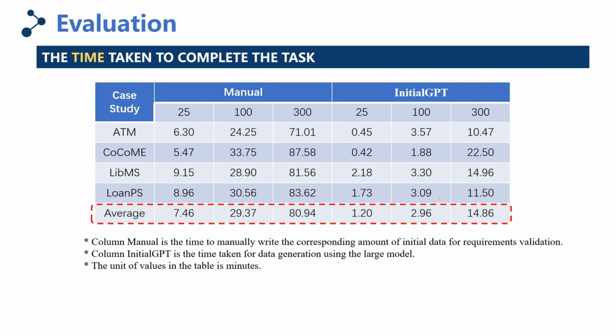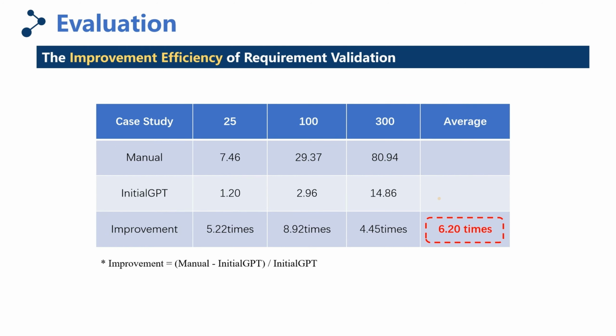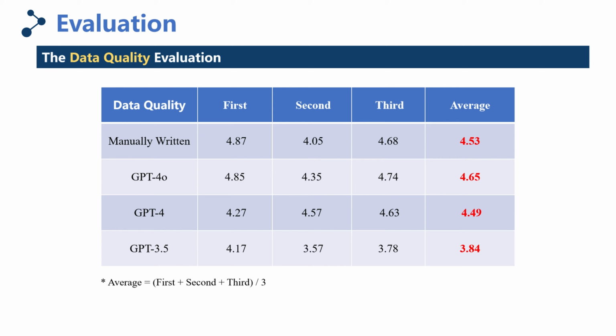In summary, as the table illustrates, using InitialGPT can improve time efficiency by 6.2 times compared to manual writing in the requirements validation process, making requirements validation much more convenient and easier. And the quality of the data generated by GPT-4 is evaluated to be similar to the quality of manually written data.